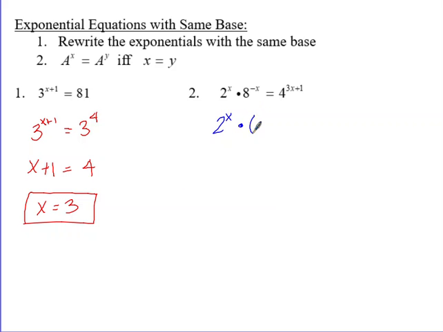8 is 2 cubed, and 4 is 2 squared. Then we just use the laws of exponents to simplify this. Whenever you have a power to a power, you need to multiply the exponents.